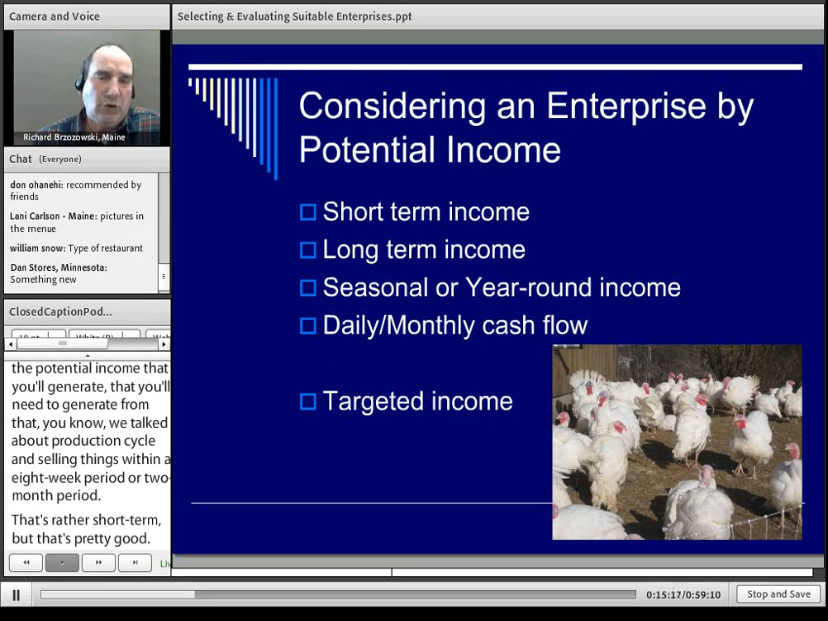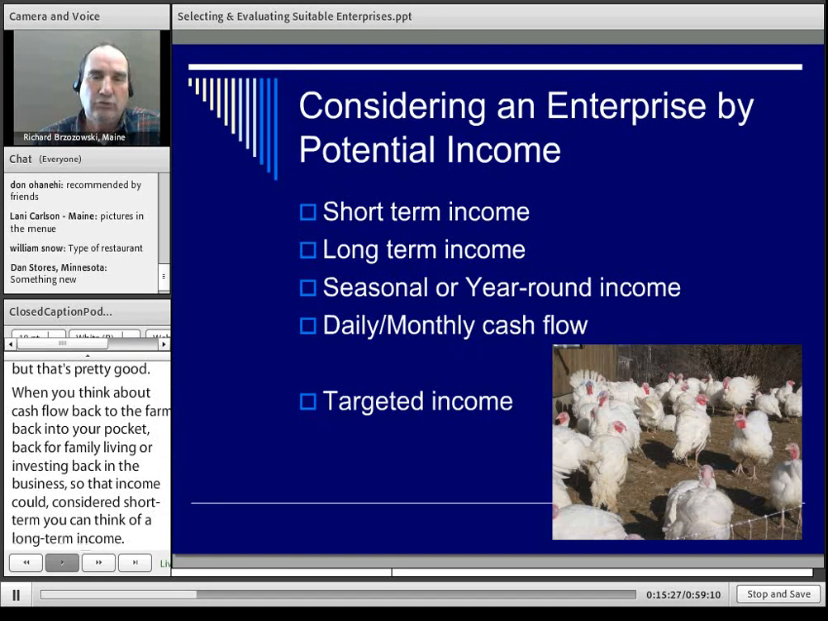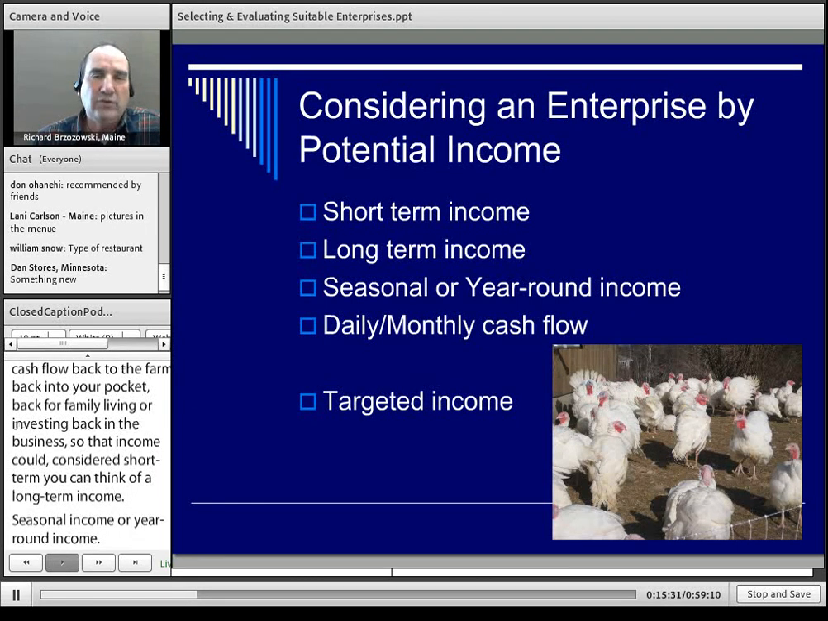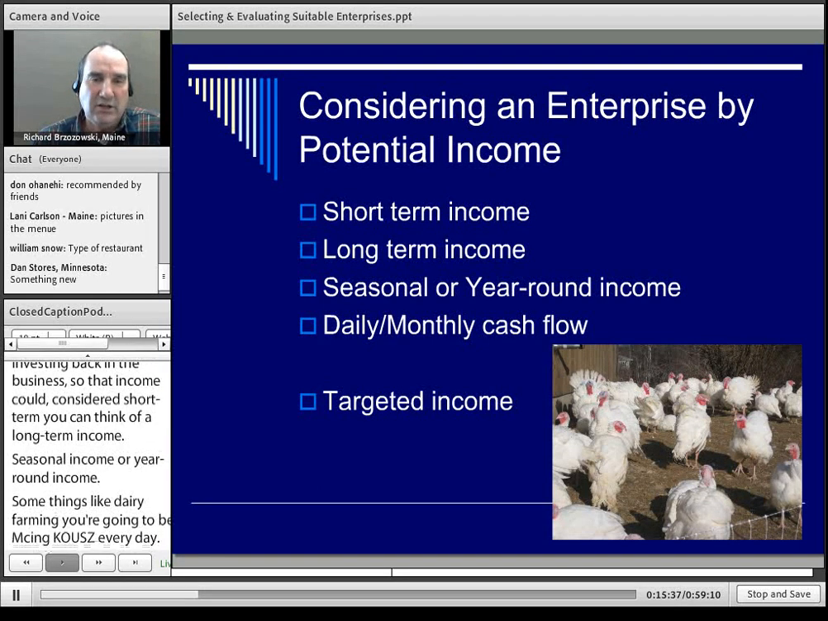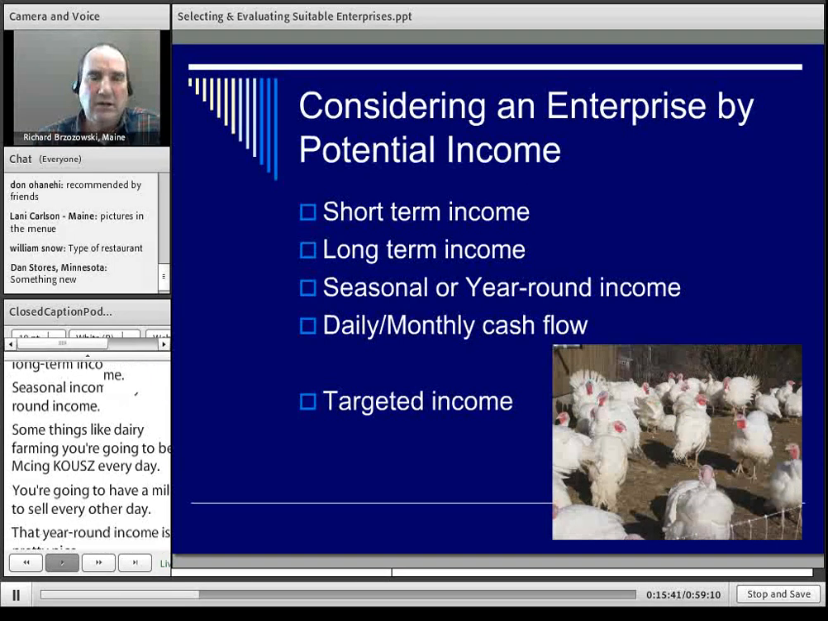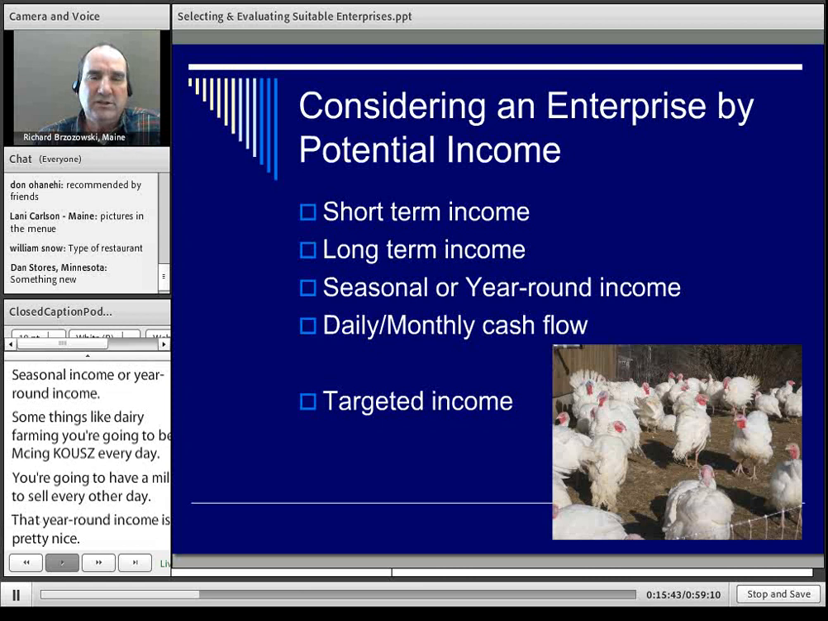You can think of a long term income, seasonal income, or year round income, because some things like dairy farming, you're going to be milking cows every day. You're going to be having milk to sell every other day when the milk truck comes, or you have something to sell every day of the year. So that year round income is pretty nice. You also think about, you know, you might have that income coming in, but you also have expenses every day too. So that has to be considered, and that potential income needs to be considered.